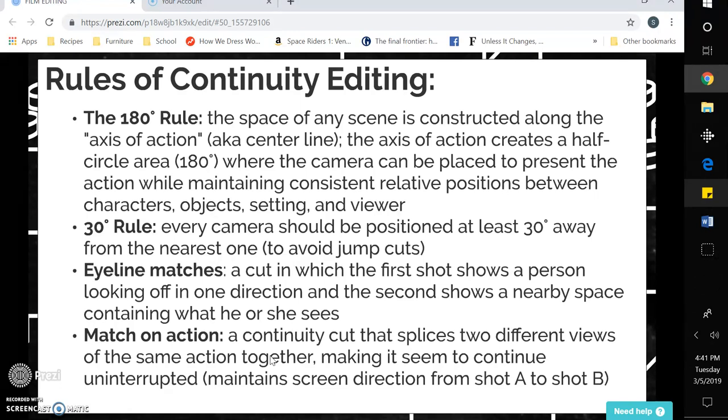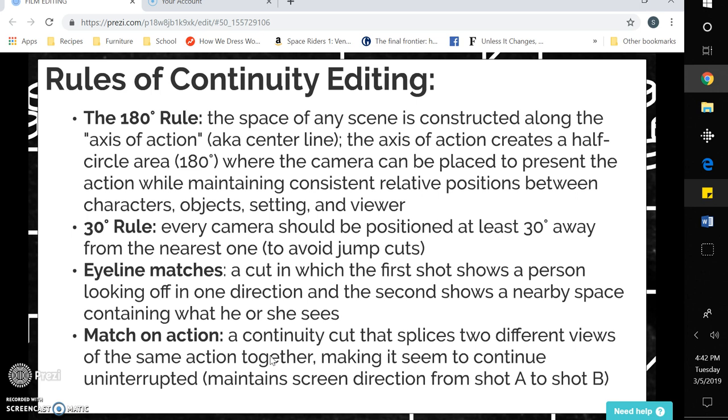Now, another rule of continuity editing is called the 30-degree rule. The 30-degree rule essentially states that every camera should be positioned at least 30 degrees away from the nearest camera. This is so when you're editing the film footage together, if you jump from camera A to camera B, there's enough of a difference between where those two cameras are placed so that our mind does not perceive that cut as a glitch.